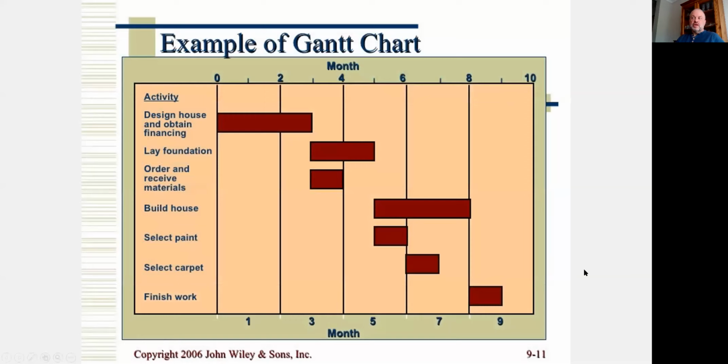And another example of a Gantt chart. This one is something to do with designing a house and laying the foundations right through to selecting the carpet and finishing off the work. Each task is given a timescale for it to be done. You'll see that the overall timescale is in months, and it runs for 10 months in total.